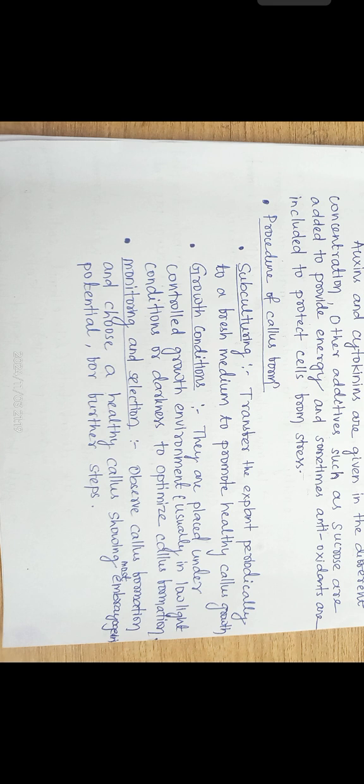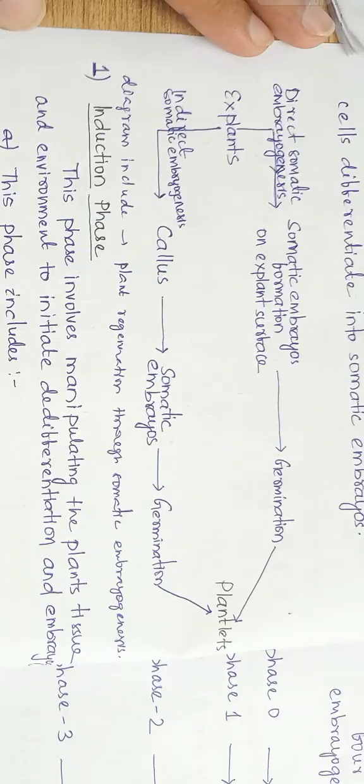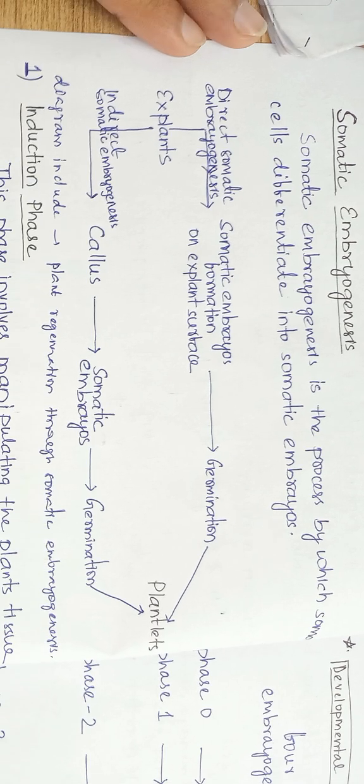So we take some 5 to 6 explants, and out of those we see which one is producing a healthy callus, and the best of the healthy ones is taken for the further step. Now, somatic embryogenesis.